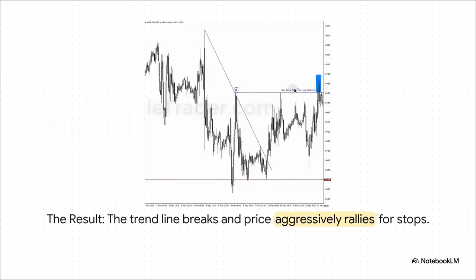And what happens next? The market breaks that so-called downtrend, and then it just rallies aggressively. And where does it go? Straight for the money. It goes right for that pool of buy stops that it knows retail short sellers have placed just above that previous high. It's the same model, just in reverse.